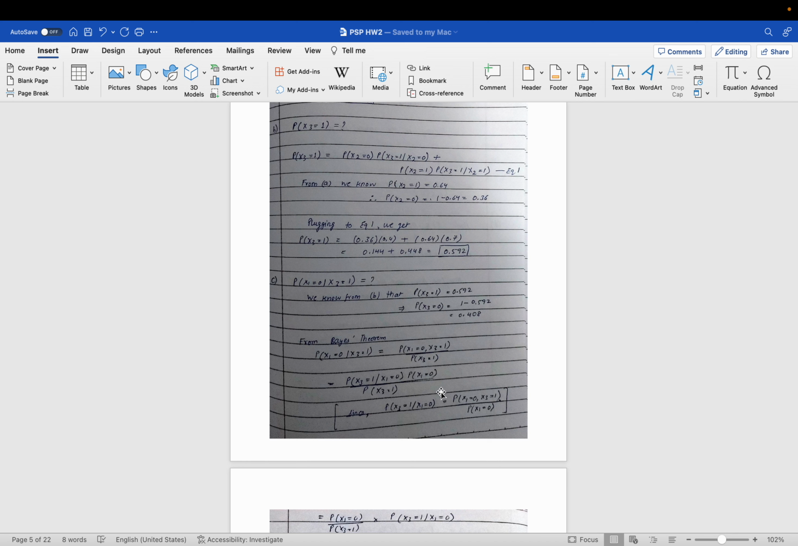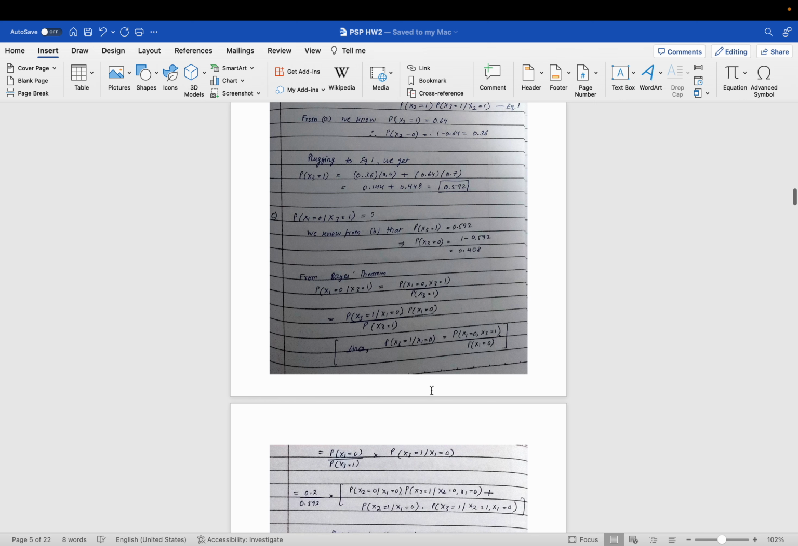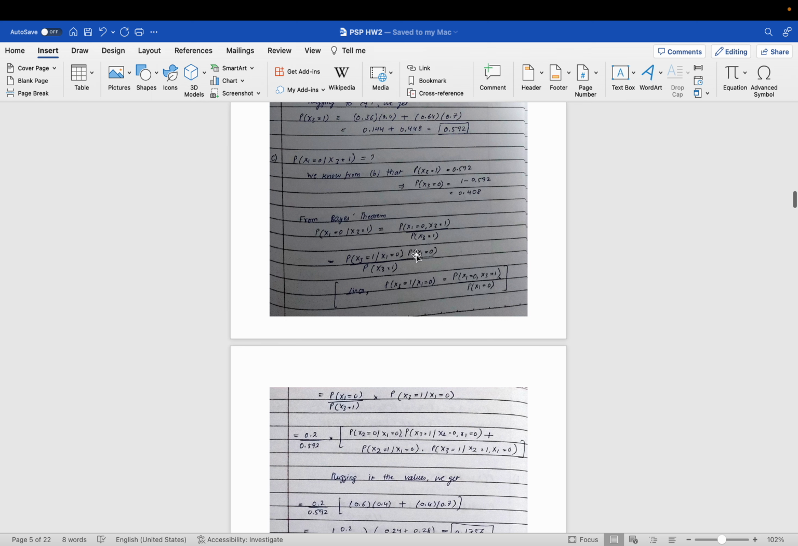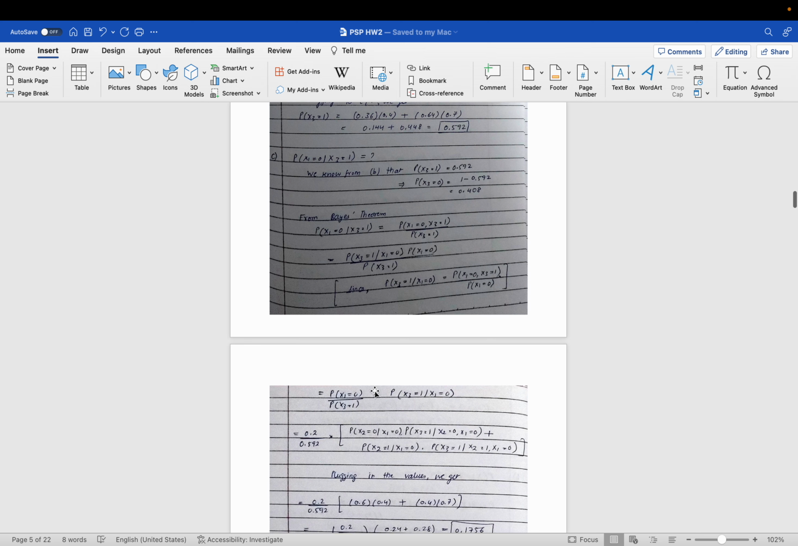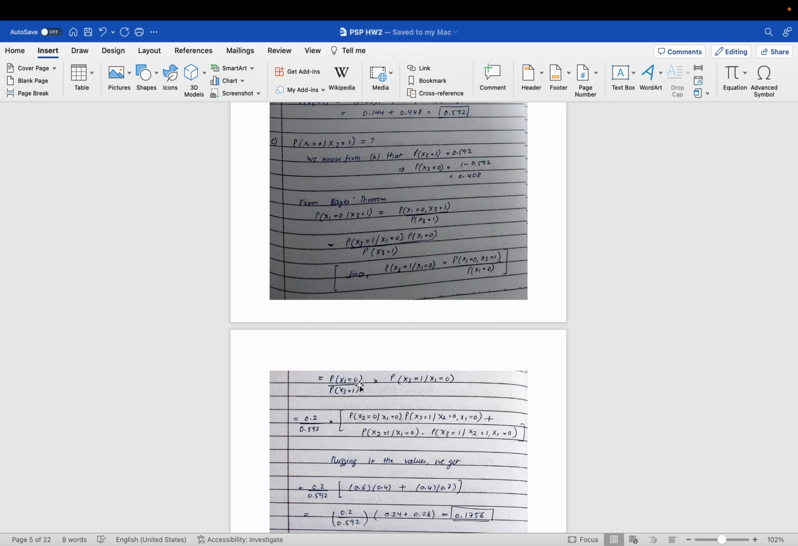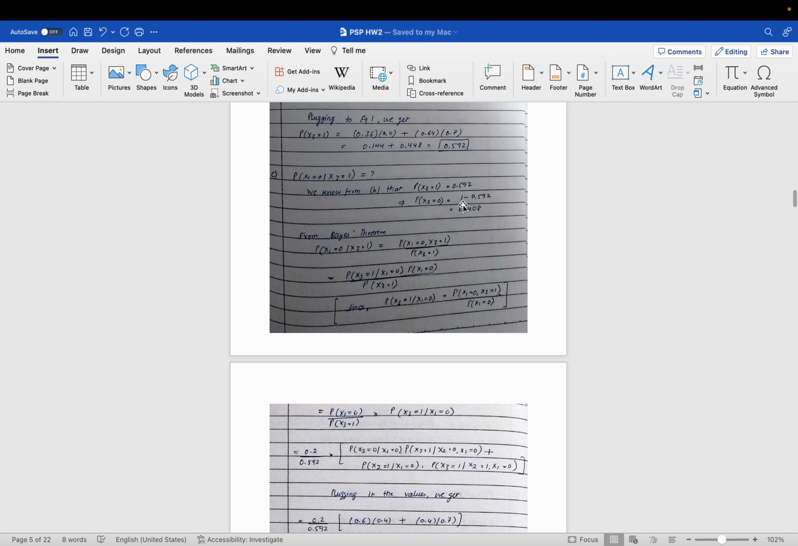So we are simply using the Bayes theorem again, which is that probability of x3 equals 1 given x1 equals 0 can be written as probability of x1 equals 0 and x3 equals 1 divided by probability of x1 equals 0. So we can multiply this denominator with this thing, and the value for this probability of x1 equals 0 and x3 equals 1 can be substituted here. Now if we look at this whole equation, we can see that probability of x1 equals 0 is already known to us, it's given in the question, and probability of x3 equals 1 is something we found out from the previous part, so we can simply substitute these values.